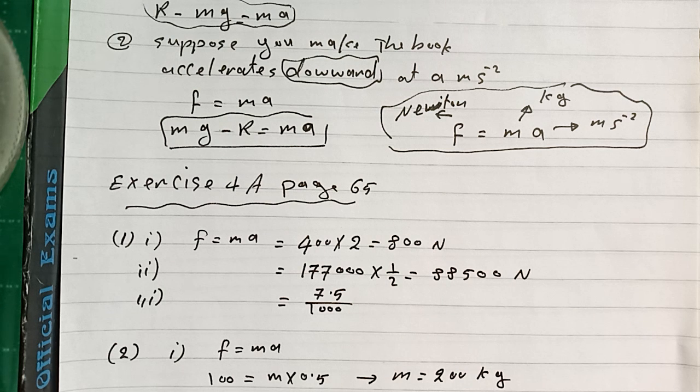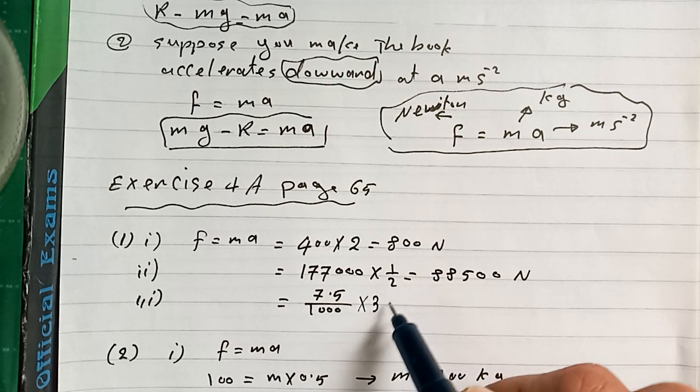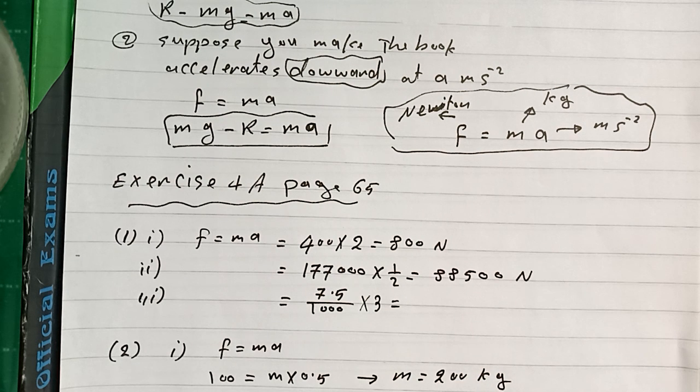The third one, a pygmy mouse of mass 7.5 grams. 7.5 grams should be changed to kilograms, divided by 1000. It accelerates at 3 meters per second squared, so multiply it by 3 and get the answer. These are some of the points in question 1.